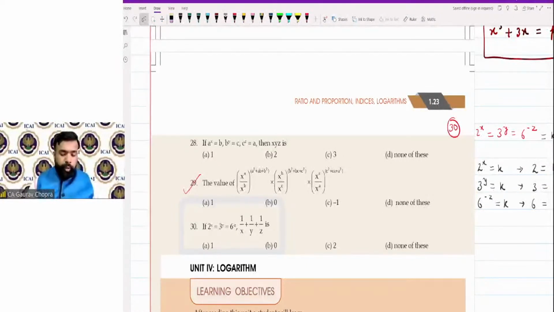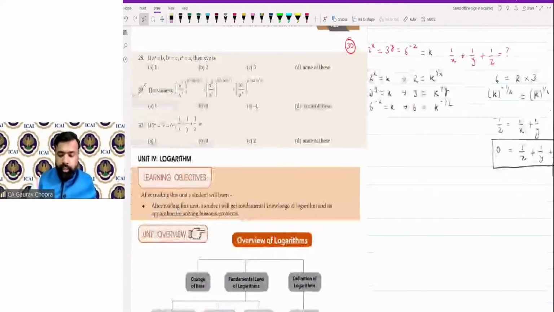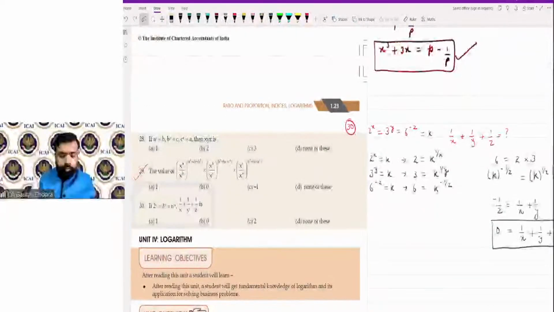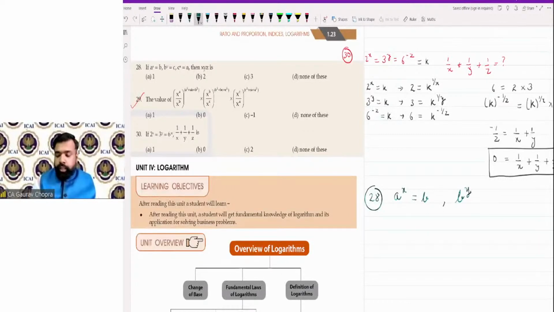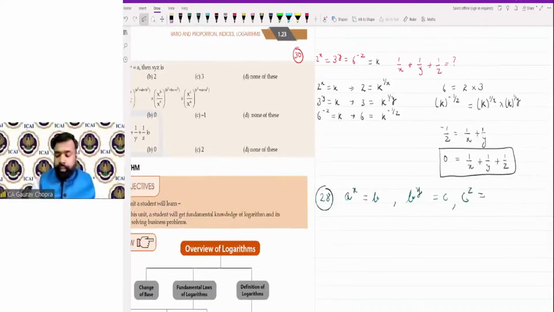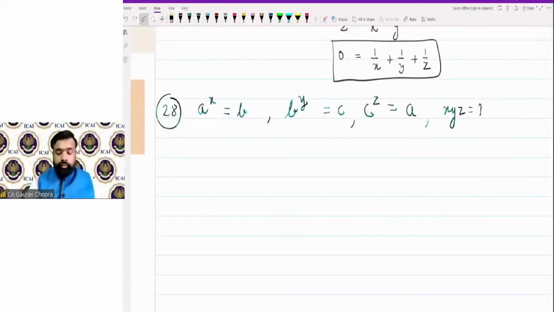Then question number 28 is there. Okay, 28 is a bit different. Let's do the last question for the day. 28 says a to the power of x is equal to b, b to the power of y is equal to c, and c to the power of z is equal to a. Then find out the value of xyz. You have to calculate the value of xyz.